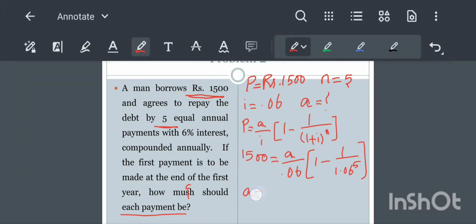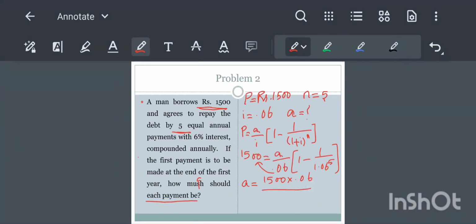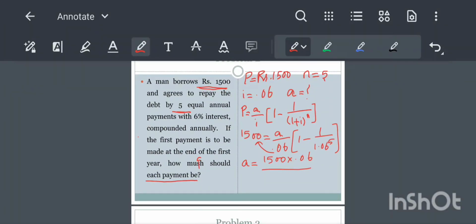As we need to find the value for A, take this to the other side. 1500 into 0.06 divided by 1 minus 1 divided by 1.06 to the power 5. So when you calculate the value for this, you will get 356 rupees approximately. So on paying an amount of 356 in 5 equal installments, he is able to repay the debt of rupees 1500 which he borrowed.